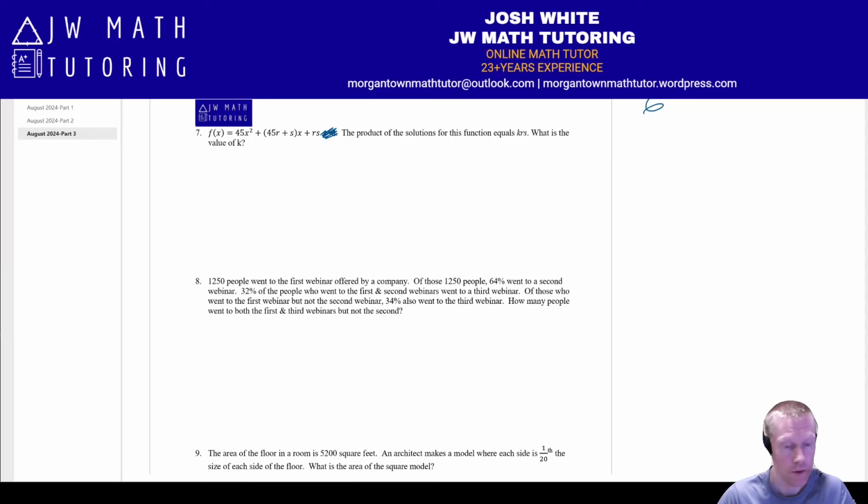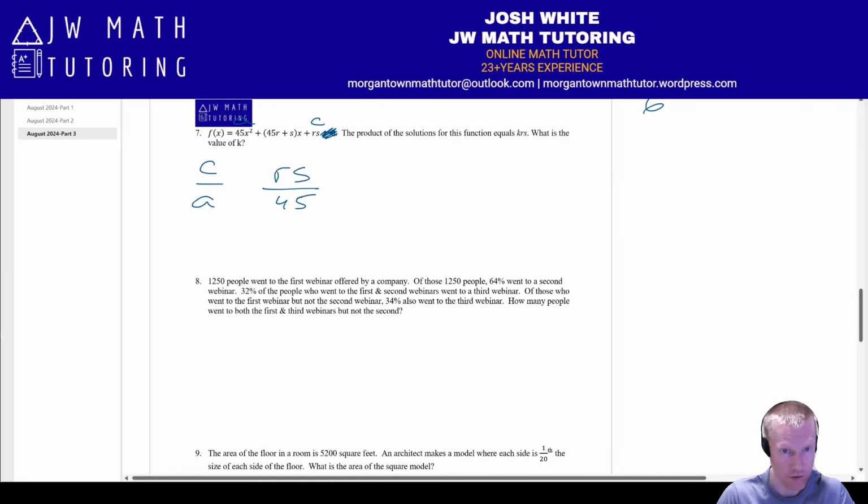So for this problem, all you need to know is the shortcut formula that the product of the roots or solutions or zeros of a quadratic equation is going to be equal to c divided by a. So this is c and this is a. So we take RS and divide it by 45, and we set that equal to KRS, and then just solve this for K.